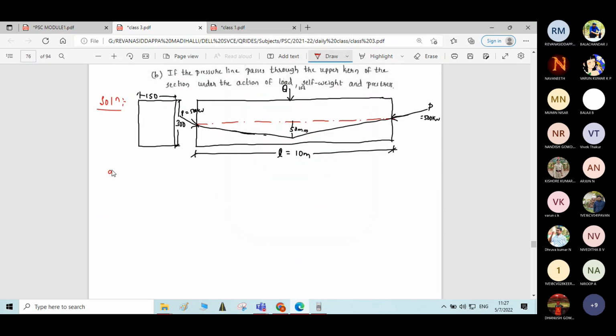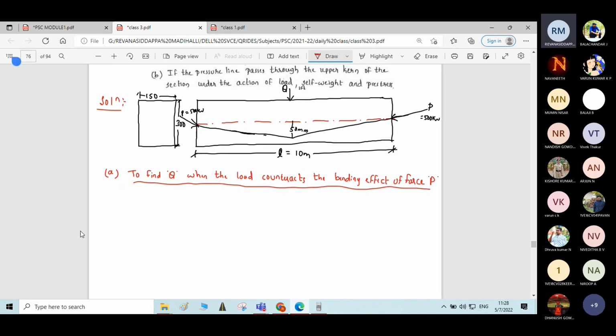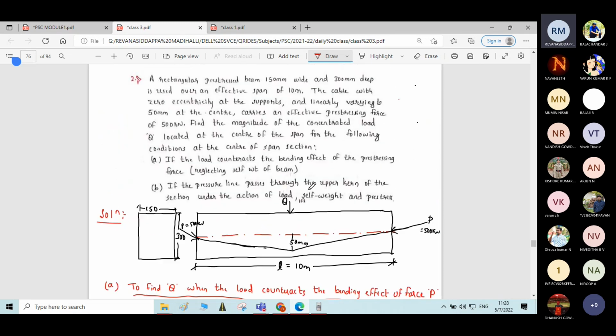Question A is to find Q, magnitude of the concentrated force acting at the center of the beam when this load Q contracts the bending effect of force P. Okay, this is the first question. So this is similar to the previous question.